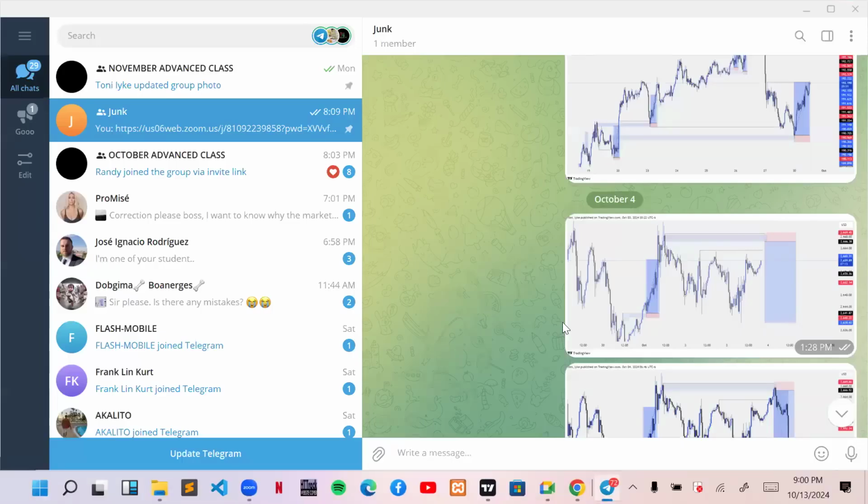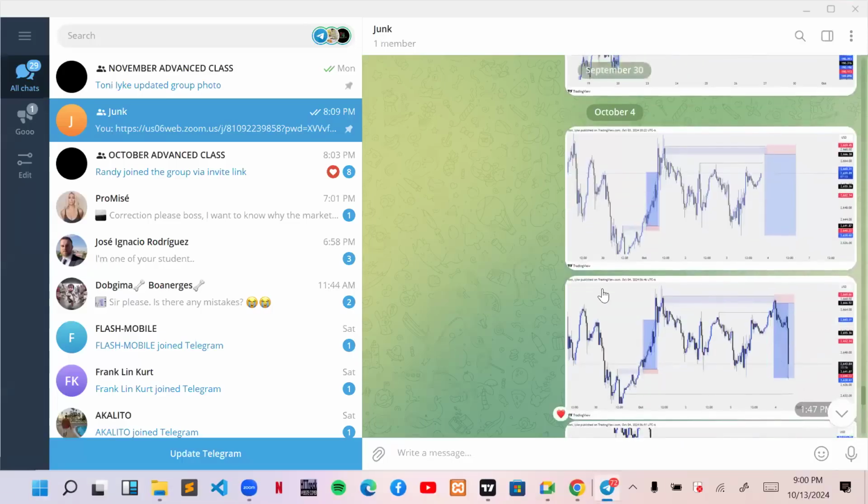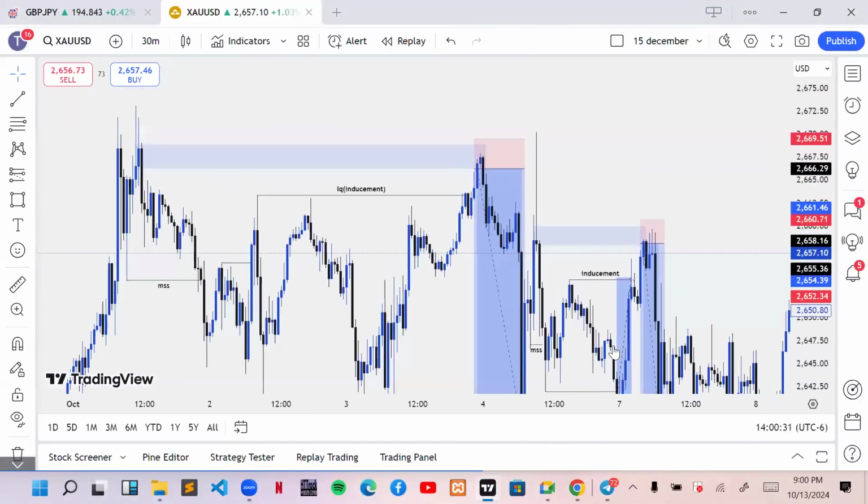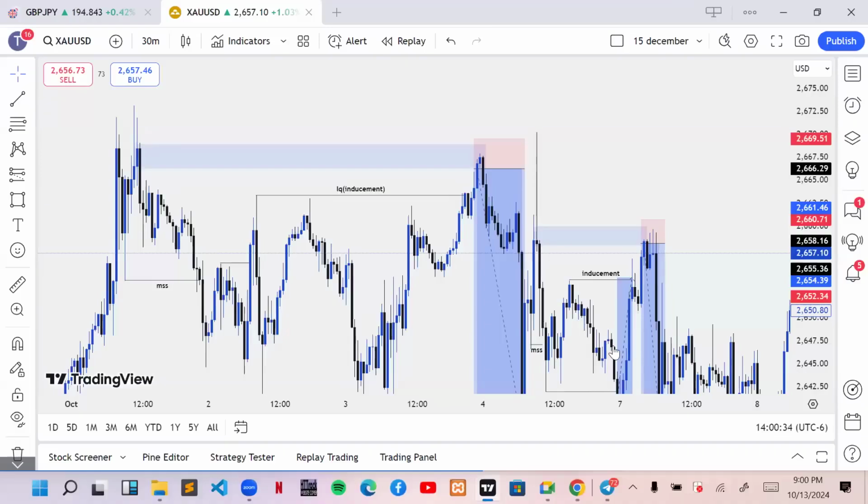So this was the before of the analysis and then this was after. So was NFP news. It is this particular trade right here. Market structure shift, inducement, point of interest. So for our market structure shift, that is what our market structure is.